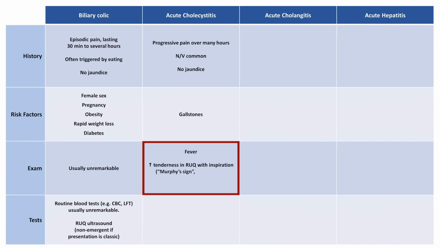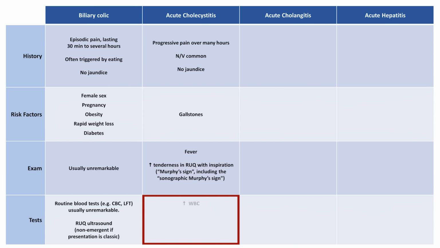This is known as Murphy's sign. There's also something called the sonographic Murphy's sign, in which pain is worse with inspiration when the pressure is applied to the right upper quadrant with an ultrasound probe at the exact location of the gallbladder, since the examiner can directly see it on the screen. This is thought to be more specific than the classic Murphy sign.